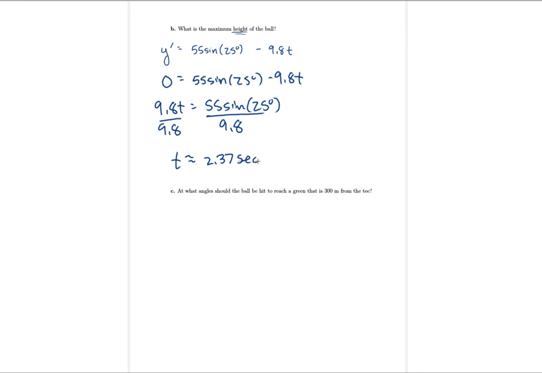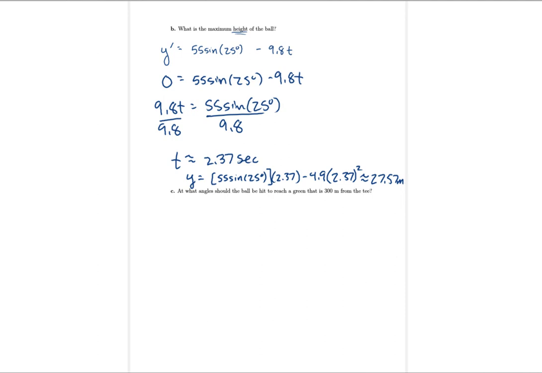Now that is when we reach the maximum height, but that doesn't tell us what the maximum height actually is. For that, remember we have to plug that back into the original y. So I'd go back to 55 sine of 25 degrees times 2.37 minus 4.9 times 2.37 squared. What I get there is about 27.57 meters. That's how high the ball got when it was at its very peak from the shot.